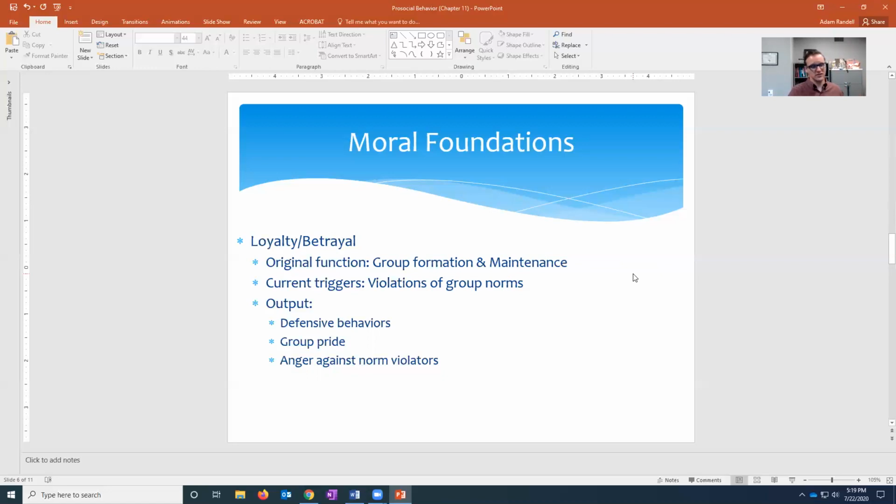Things that would trigger this foundation include things like violations of group norms. And so when someone's purposefully, blatantly doing things that the group has decided, these are the things we do, you're actively deciding to do something else. That triggers behaviors like defensiveness, excessive pride in one's own group, and anger against the people violating the group. Because now, why would that be? Why would we be angry against people who violate our group norms?